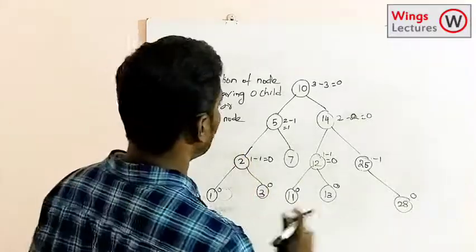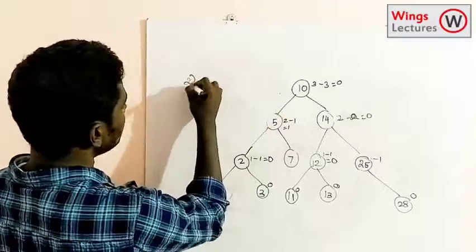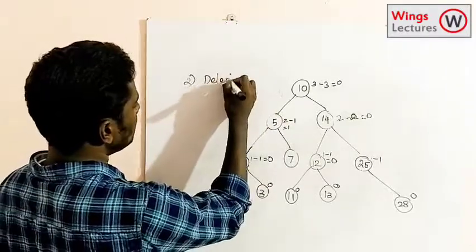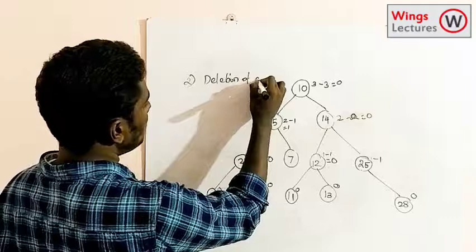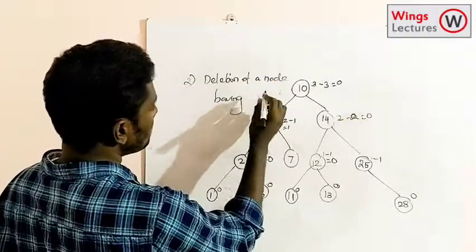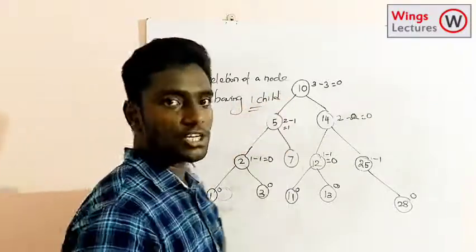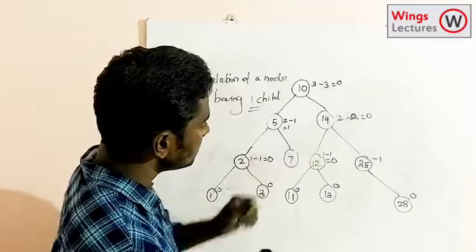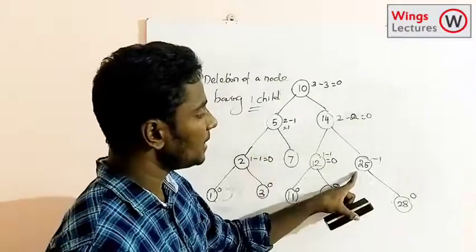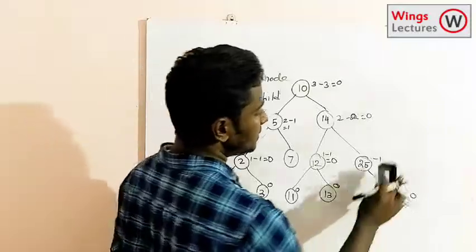Now the next one is deletion of a node having 1 child. Deletion of node having 1 child. See, which node has 1 child? See, 25 is having 1 child, right? So I am going to delete 25 now.